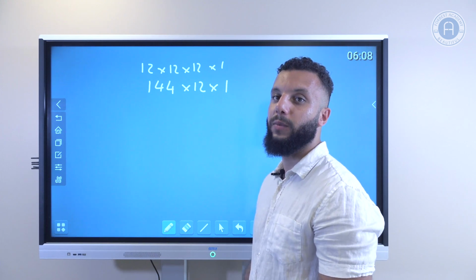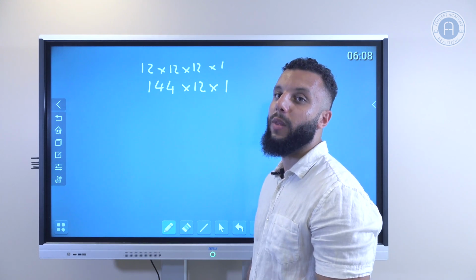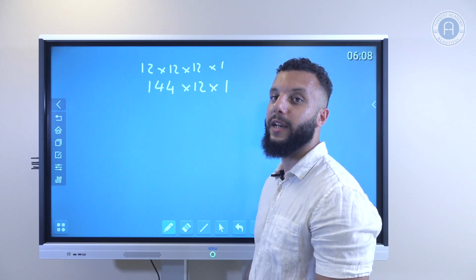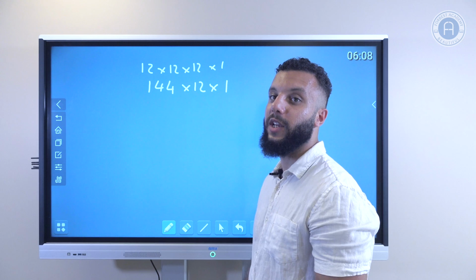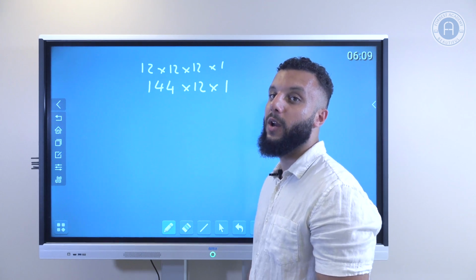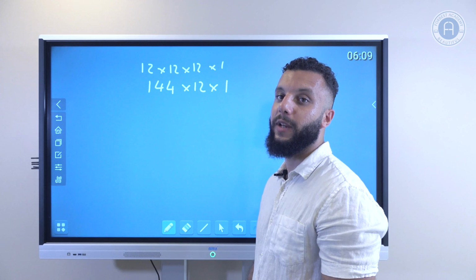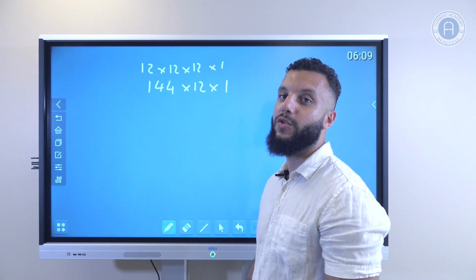Most of them are very small. The biggest one, 1,728, and the next biggest one is 288. 288 is the same as 144 times by 2, which is nowhere near going to be big enough. So the only possible option for it to be is 1,728.